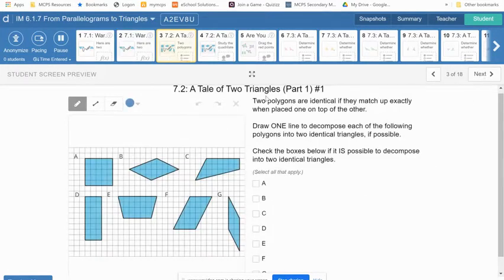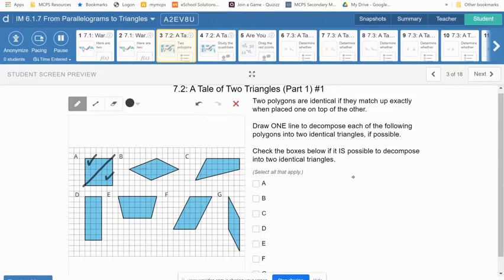Next. 2 polygons are identical if they match up exactly when placed on top of one another. Draw one line to decompose each of the following polygons into 2 identical triangles. If possible, check the boxes below if it is possible to decompose into 2 identical triangles. So if I was to cut A in half, these are 2 identical triangles. Check and check. Perfect. They are the same.